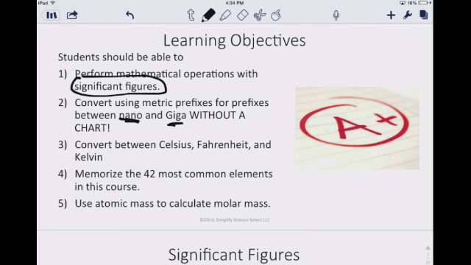Convert between Celsius, Fahrenheit, and Kelvin. So we want to be able to convert temperatures. We've probably done this before, but we'll go over it again.